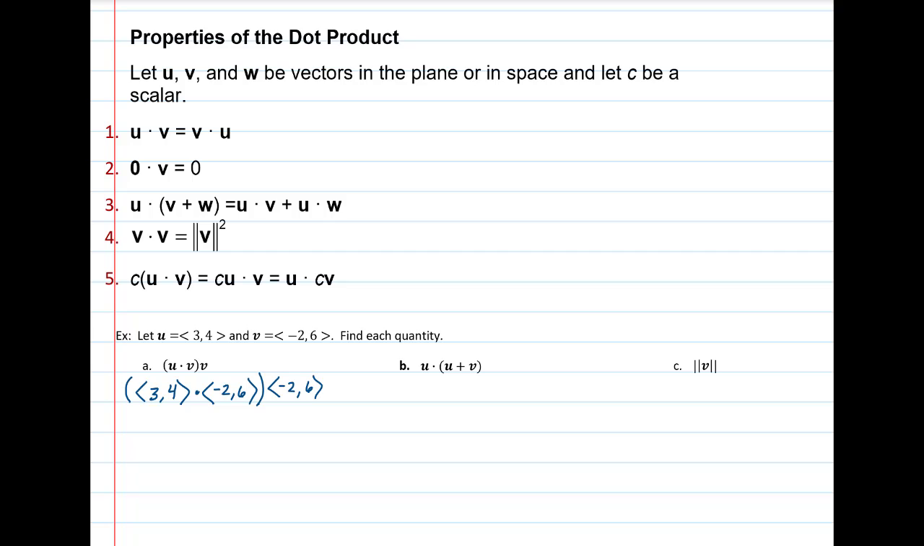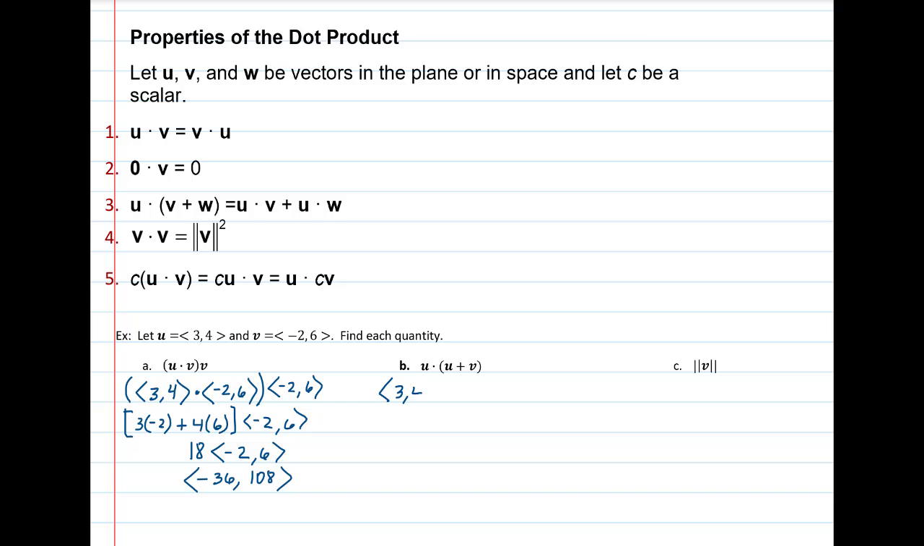So that's what you should expect. Notice here in parentheses I have the dot product of the two vectors, and I know how to calculate that now. We do 3 times -2 plus 4 times 6, and all of that times vector -2, 6. Okay, so my dot product here in brackets is equal to 18. We're going to multiply it by vector -2, 6. And we just distribute the 18, giving us a vector of -36, 108. Again, notice here how the answer is a vector.